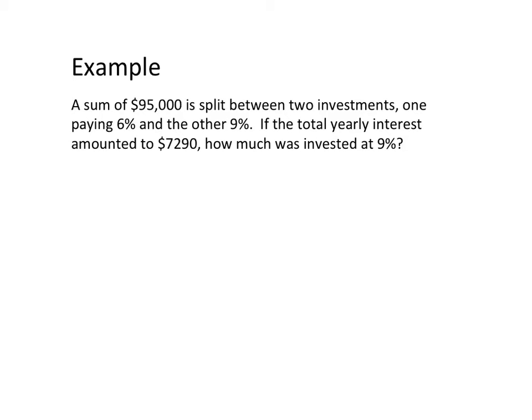Let's do a couple of word problems that involve formulas and give you a couple tips and strategies in dealing with those. So this first one says that a sum of $95,000 is split between two investments, one paying 6% and the other 9%. If the total yearly interest amounted to $7,290, how much is invested at 9%?